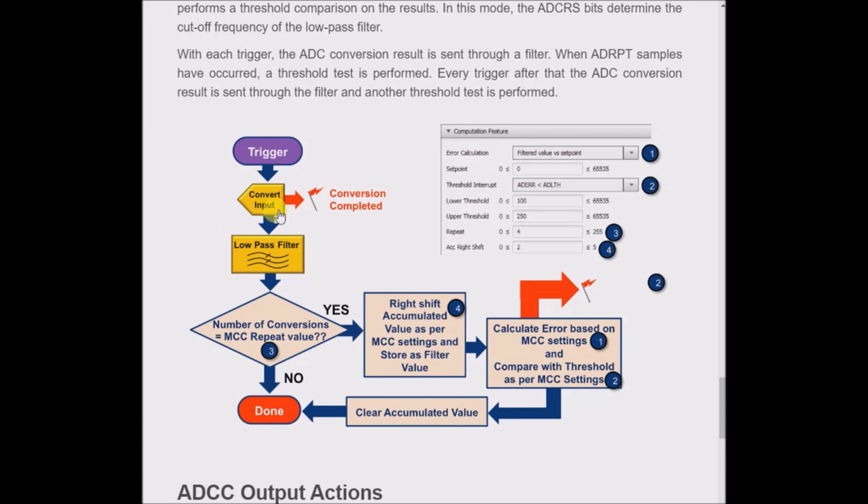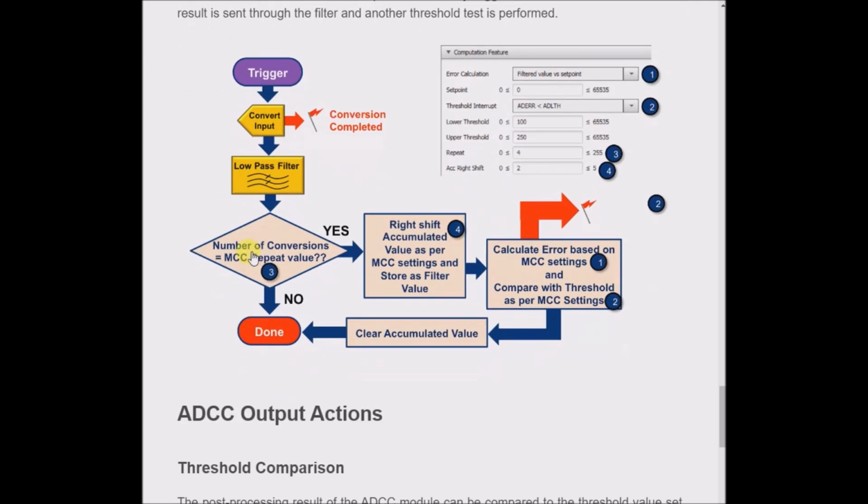Trigger, convert input, conversion completed, low pass filter, number of conversions equals MCC repeat value, yes or no. If no, done. If yes, right shift accumulated value as per MCC settings and store as filter value. Calculate error based on MCC settings and compare with threshold as per MCC settings, clear accumulated value.